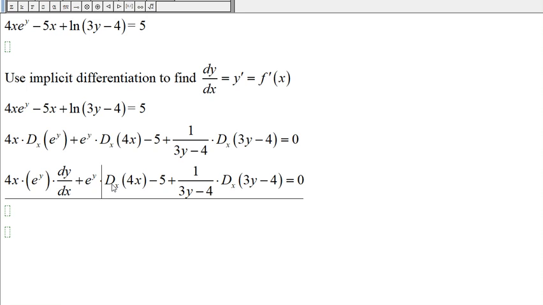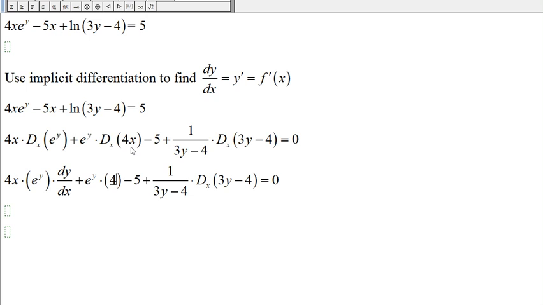And then the derivative of the 4x, which is 4. We do derivative with respect to x, and the variable here is x. So that's why we don't have to multiply by dx. And then the derivative of 3y minus 4, which is 3. And then we have to multiply by dy/dx. And we're looking for dy/dx. So we end up with 4 terms, 1, 2, 3, 4.